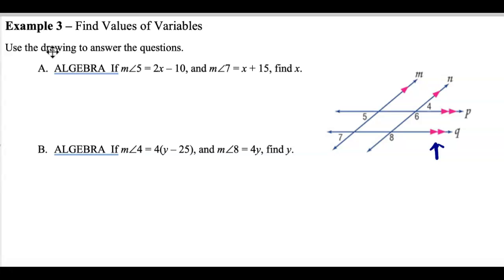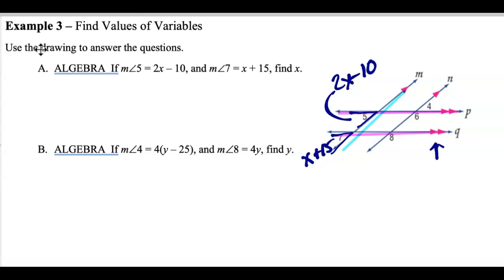They want us to find the value of x. In the first example, they tell us that the measure of angle 5, which is right here, is 2x minus 10, and the measure of angle 7, which is right here, is x plus 15. The first thing you have to do is notice that these are what's called corresponding angles, and the transversal is right here. So by definition, as we've seen in the last few videos, they are congruent.